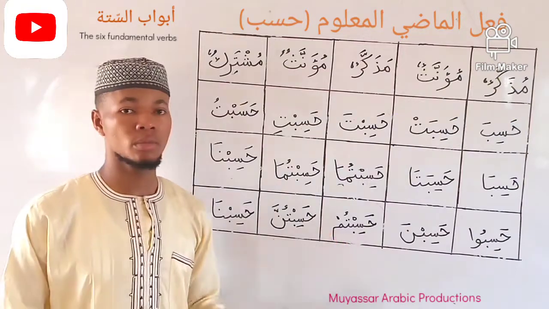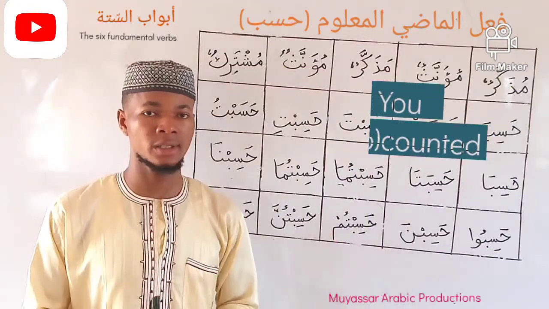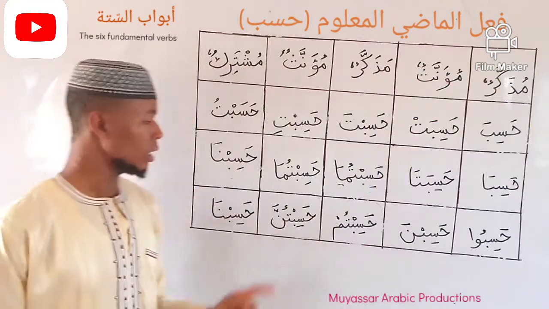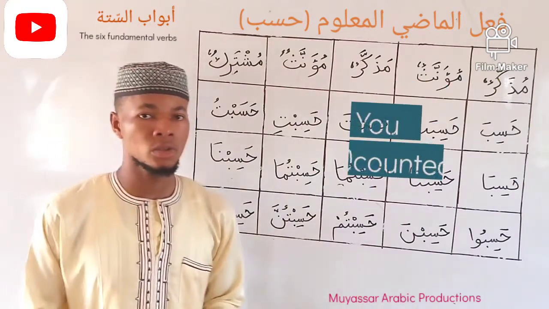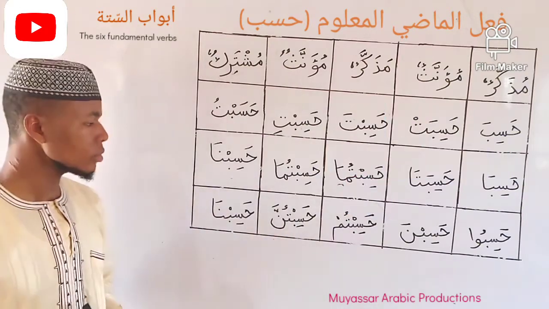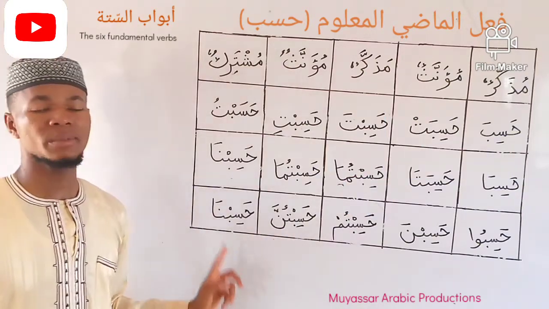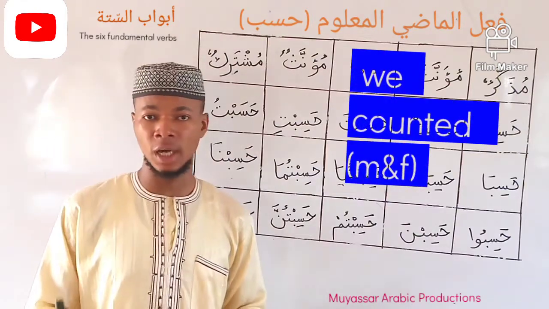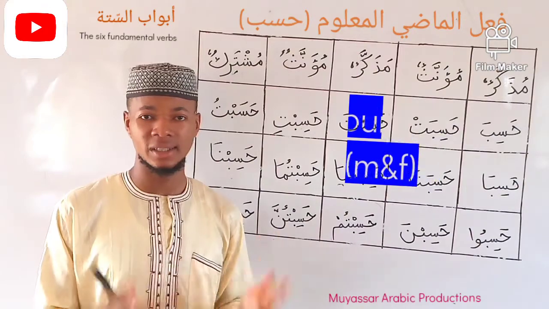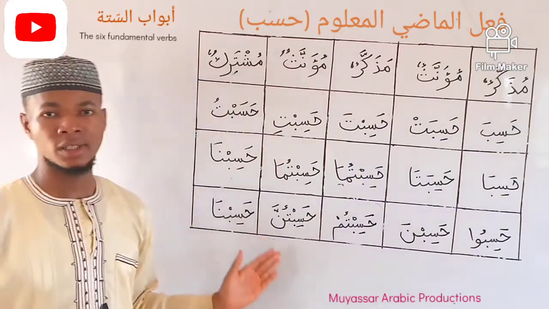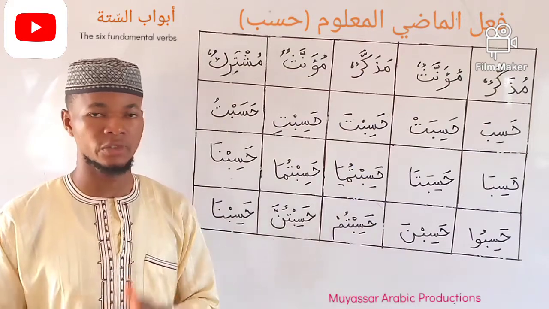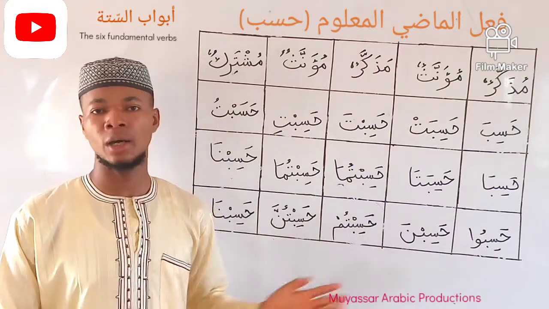Then hasibtum, meaning you counted, that is a plural form, for the masculine gender. Hasibtunna, also you counted, but for the feminine gender. Then the next will be hasibna, meaning we counted for both the masculine gender and the feminine gender. So this is the analysis of the verb hasiba in the active form, that is fi'l al-madi al-ma'lum.